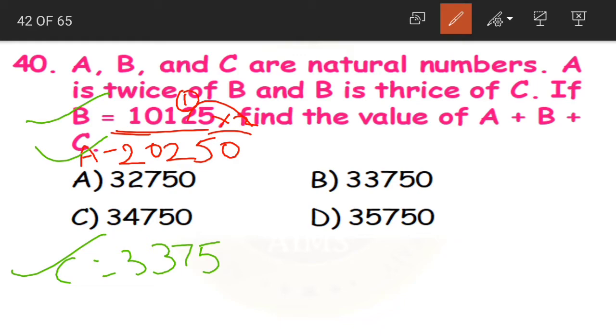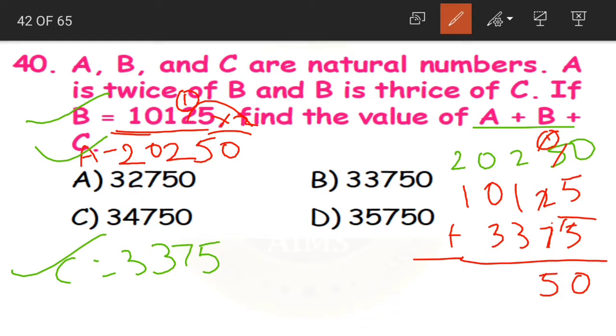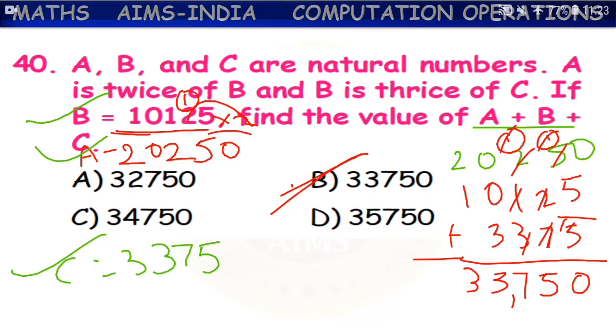Now what should we find out? We should find out the value of A plus B plus C. A is 20250 plus B is 10125 and C is 3375. Now when we add all these together, 5 plus 5 is 10, 1 carried, 1 plus 5 is 6, 6 plus 2 is 8, 8 plus 7 is 15, 5 here, 1 carried, 1 plus 2 is 3, 3 plus 1 is 4, 4 plus 3 is 7, 3 and 3. What is the answer? 33,750. That is option A. Clear, children? How to solve this problem?